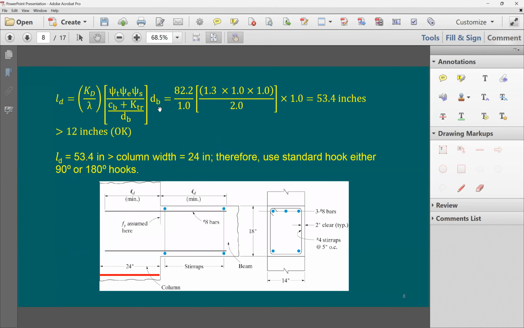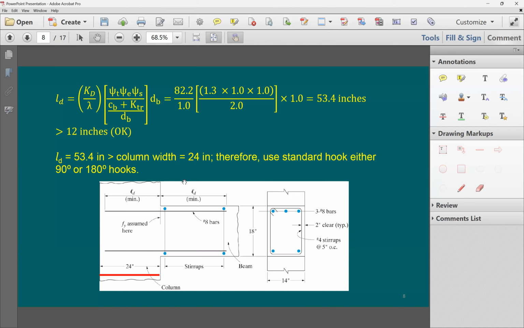Now I'm going to go to my long equation. Here is Kd divided by lambda, psi sub t, e, no epoxy, s, small size rebar or the size factor, and Cb plus Ktr divided by db is going to be 2.0. The bar diameter, number 8, is going to be 1 inch. I need 53.4 inches.